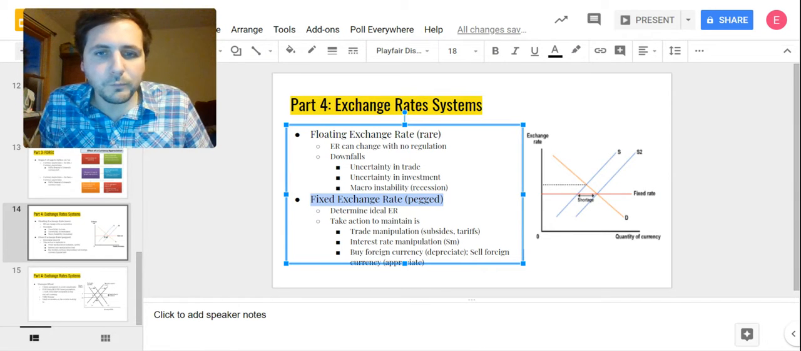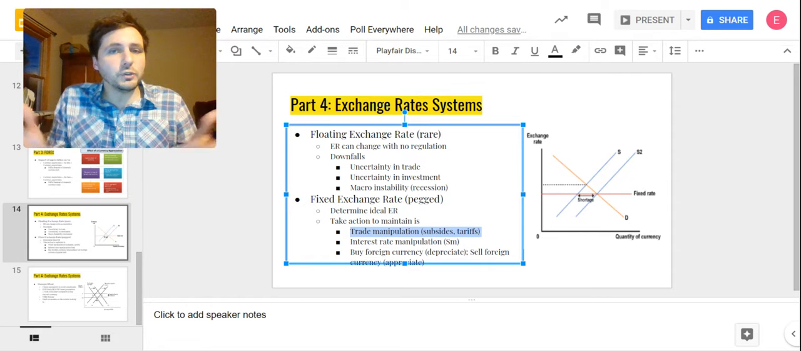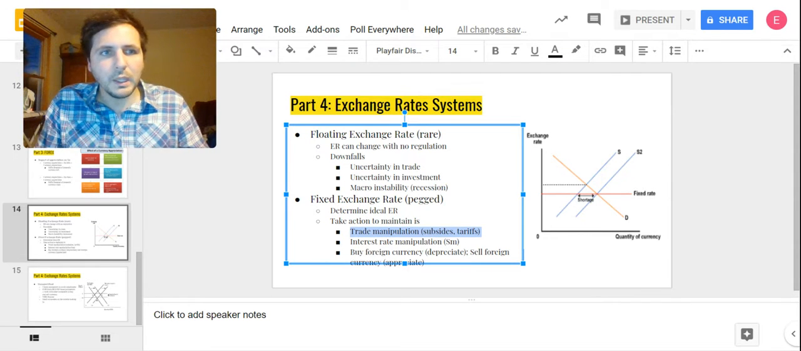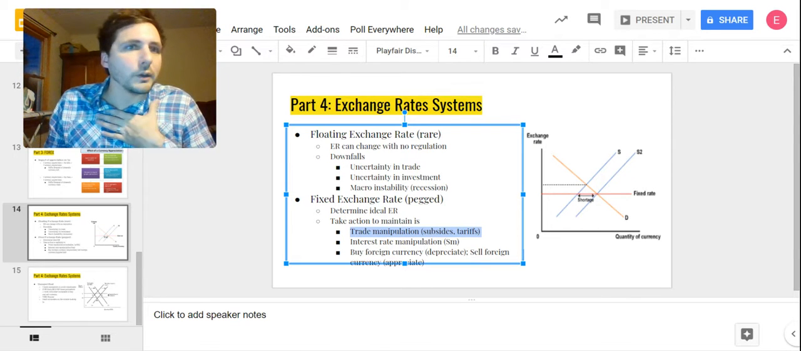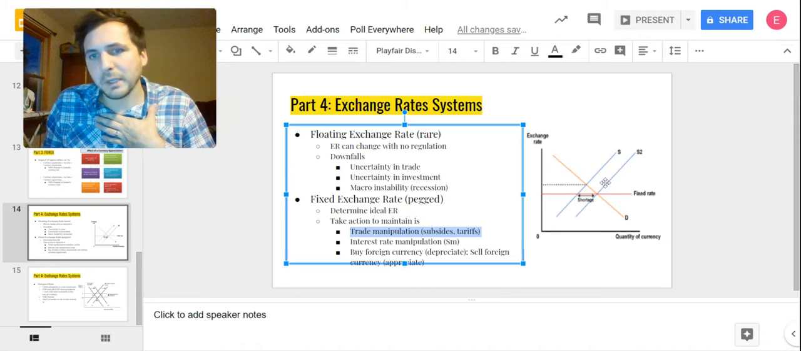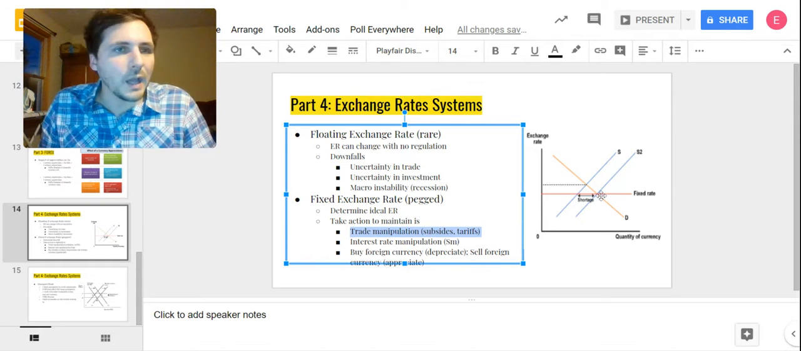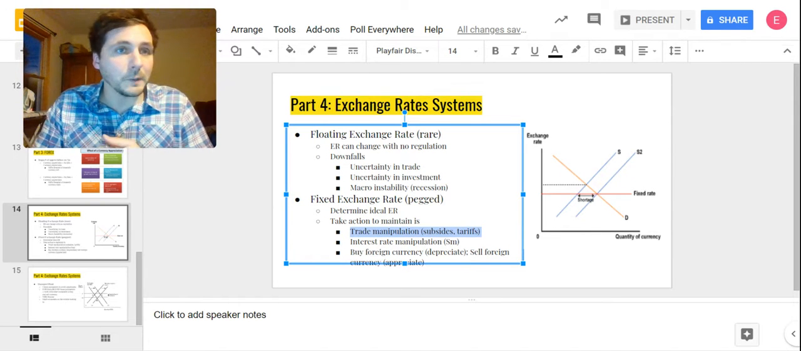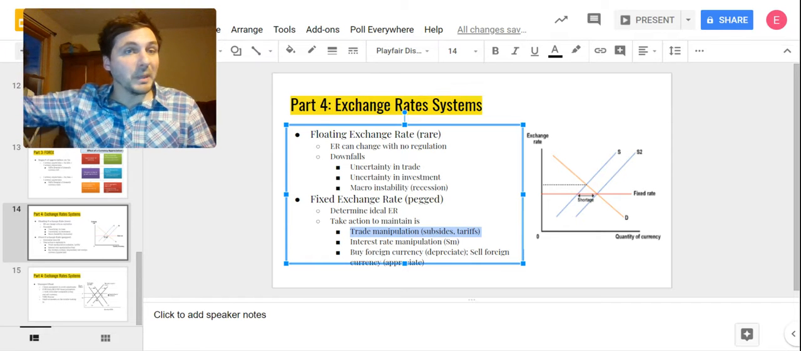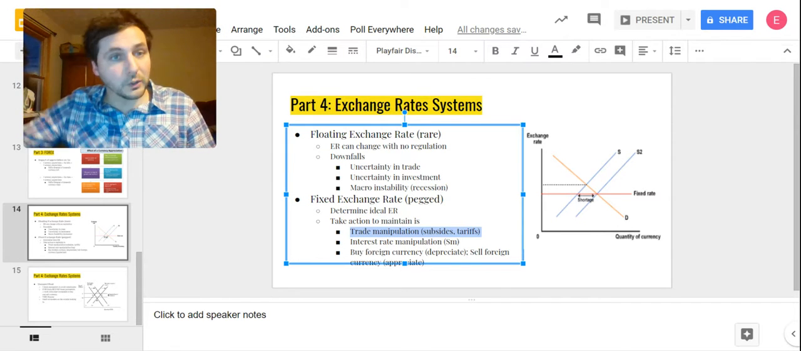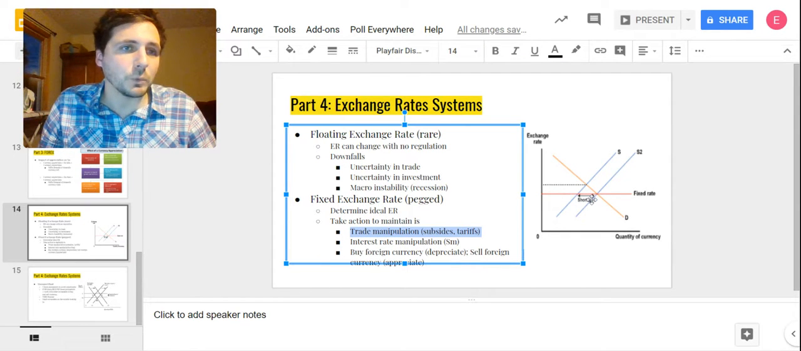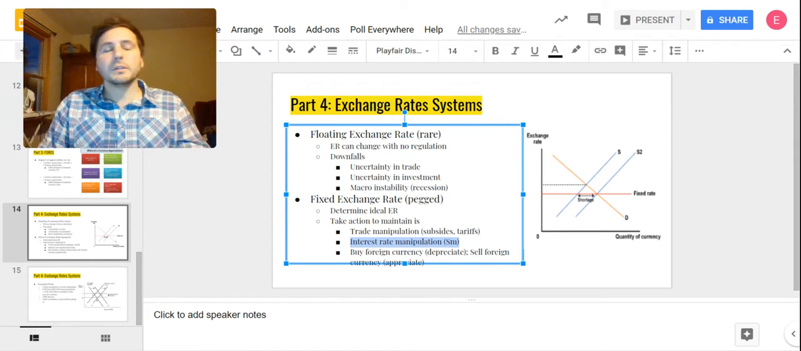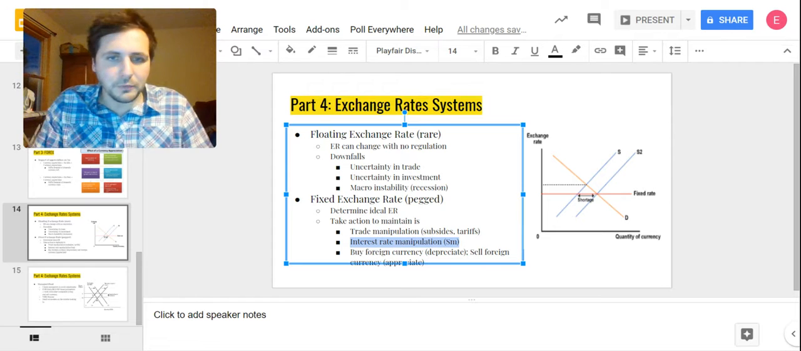So here are some ways to do it. First, you can take action. You can manipulate trade, subsidies and tariffs, right? If I want to make sure that the demand for my good goes up, I want to shift the demand to the right to maintain that. Then I can provide a subsidy on my good, make sure it's cheaper, which means that people will demand more of that good, which means that they'll demand more of my currency, which will shift demand of my currency right, get me back to that fixed rate. The same thing with tariffs. I could use tariffs to make goods more expensive and have that same effect.